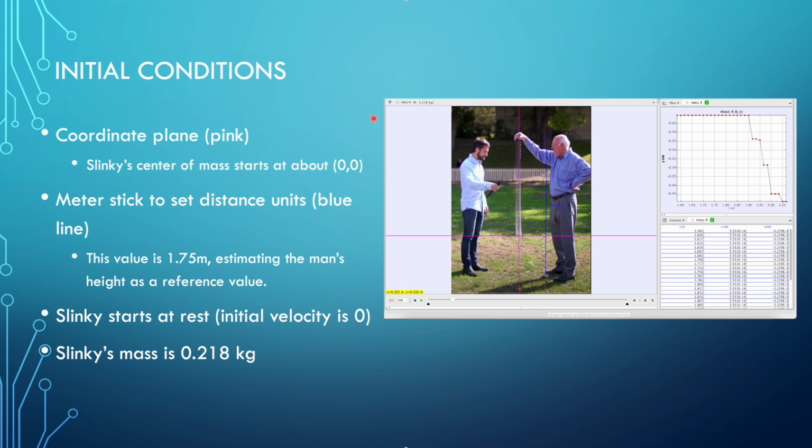Here are the initial conditions for our lab. As usual, we have the pink coordinate plane, and our origin is starting at the center of mass of where the Slinky is. And then in the blue, you can see that our height value is set to 1.75 meters, which is just averaging the height of this man on the right. And our Slinky starts at rest. Its initial velocity is 0. We're also assuming that its initial position is 0, even though it's like 5.5 times 10 to the negative 16. That's just going from where the origin is for our data. And then our Slinky's mass, as put in here, is 0.218 kilograms.